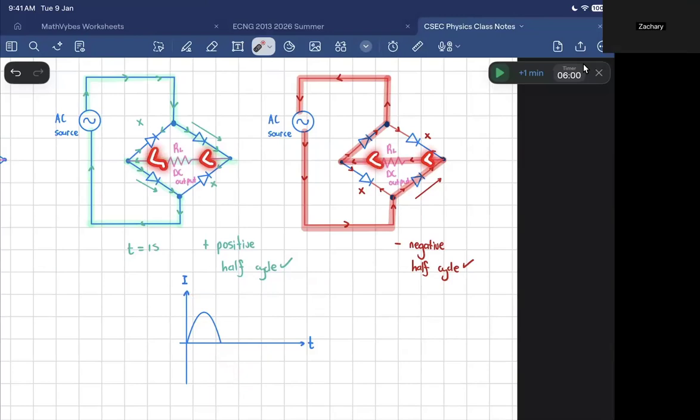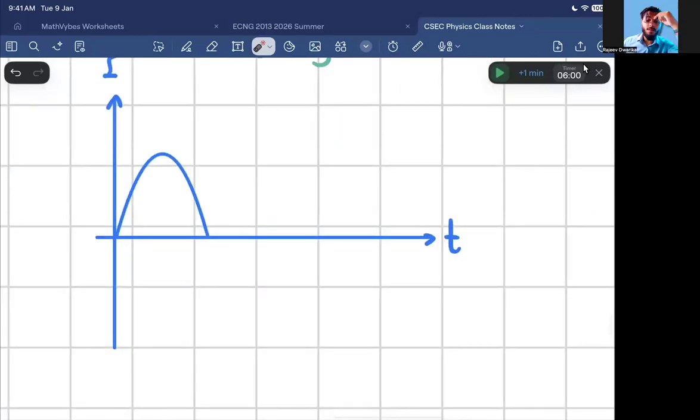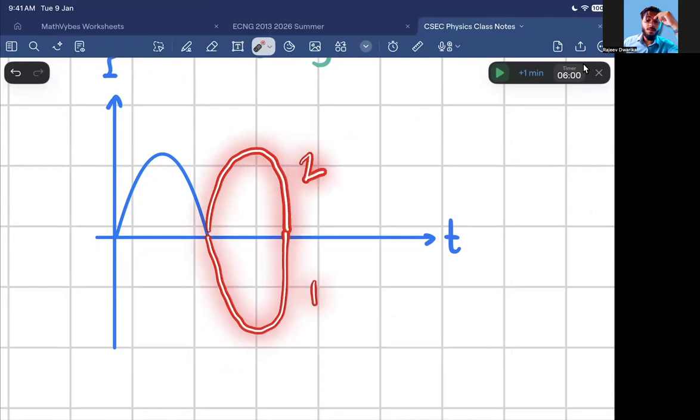No, sir. Drew, Ryan, did the direction change? The direction through the load. The direction of current through the resistor, did it change? No, sir. So if it didn't change, am I going to do this or am I going to do this? One or two? What do you all think? Two.